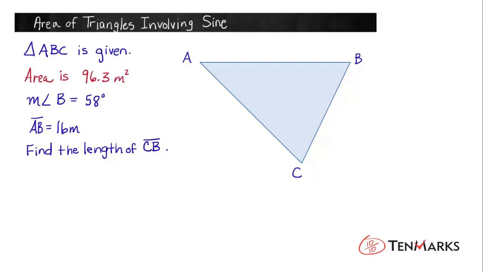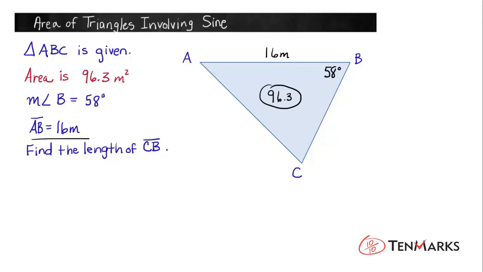Let's put that on our triangle. So the measure of angle B is 58 degrees. Let's put the 58 here. And the area of the total triangle is 96.3 square meters. You could leave that off or put it in. We do want to include the length of AB. The length of AB is 16 meters.